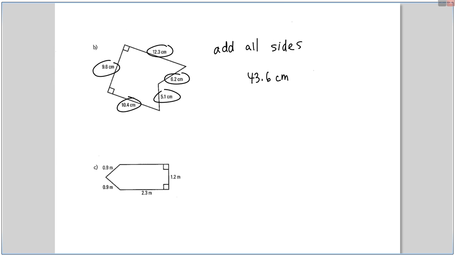Now with this one, you can see quite clearly that the length of 2.3 is also the length of 2.3 up here. So don't forget to include that number when you add them all up. So again, add all sides. So 0.9 plus 0.9 plus 2.3 plus 2.3 plus 1.2, 7.6 altogether. And again, these units are linear units, one-dimensional length.